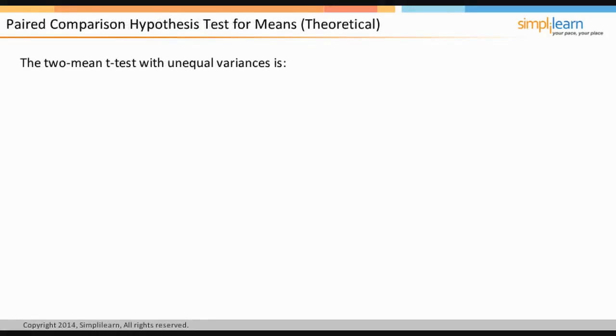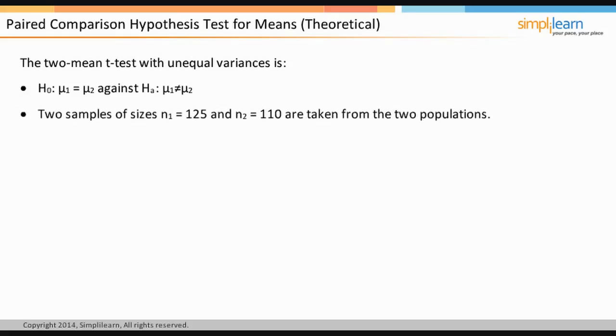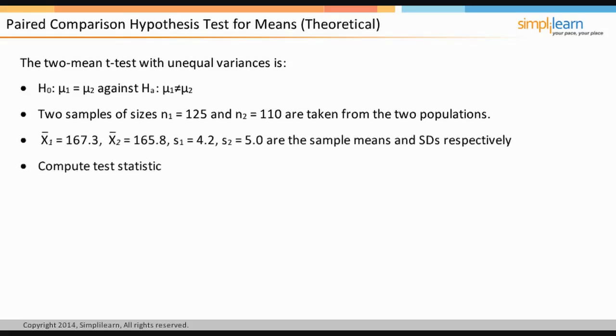The example of two mean t-test with unequal variances is discussed here. Null and alternate hypotheses are defined. The average heights of men in two different sets of people are compared to see if the means are significantly different. For this test, the sample sizes, means, and variances are required to calculate the value of t. Two samples of sizes n1 of 125 and n2 of 110 are taken from the two populations. The mean value of sample size 1 is 167.3, and sample size 2 is 165.8. The standard deviation for sample sizes 1 and 2 are 4.2 and 5.0 respectively.